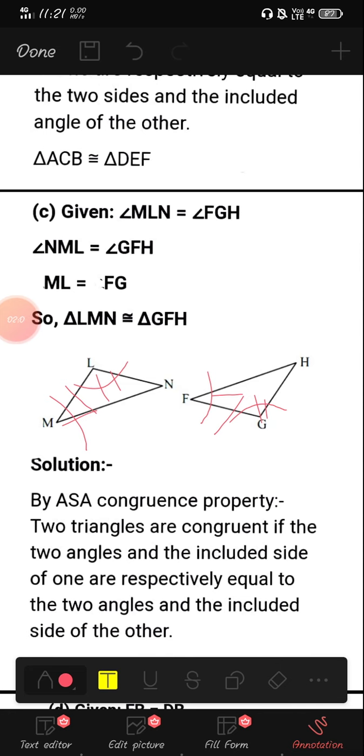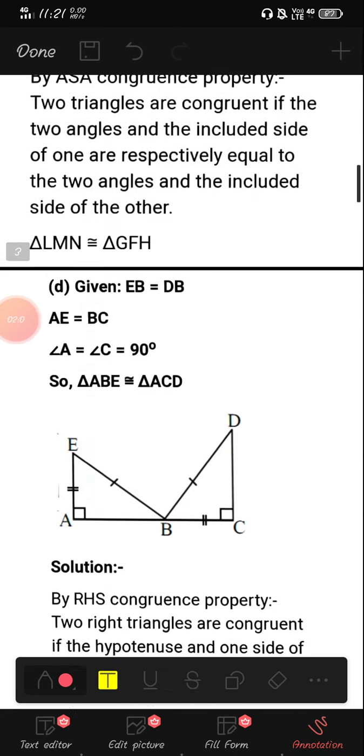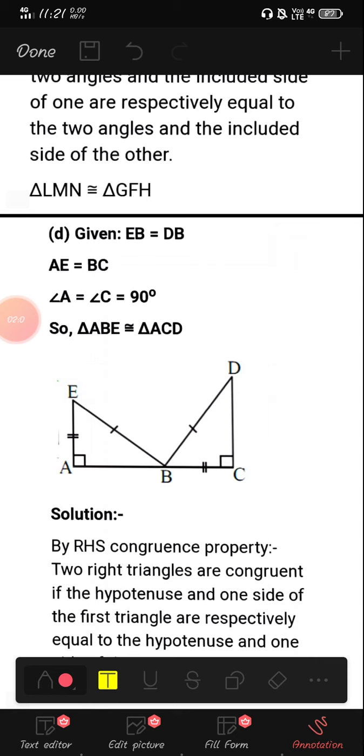In this, two triangles are congruent if the two angles and the included side of one are respectively equal to the two angles and the included side of the other triangle.